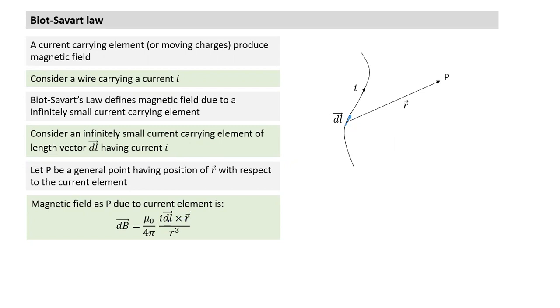Which are the two vectors here? Length vector and position vector. So it is I dl cross r divided by r cube. R being the magnitude of r, the distance of the point from the current element.